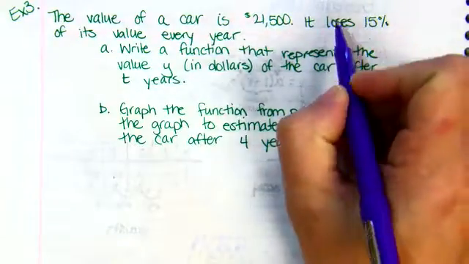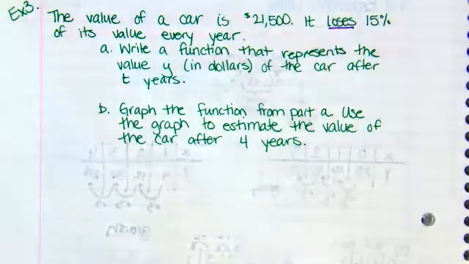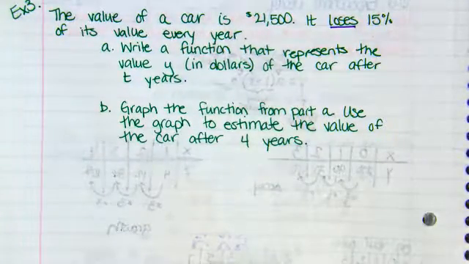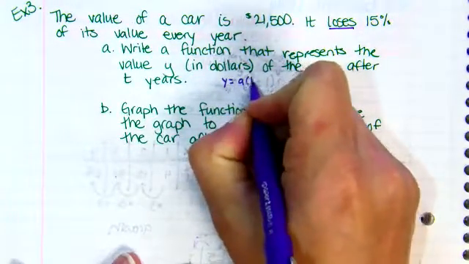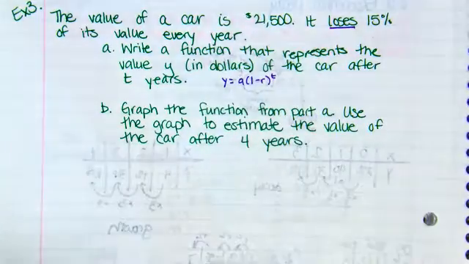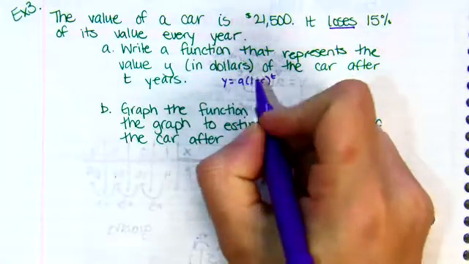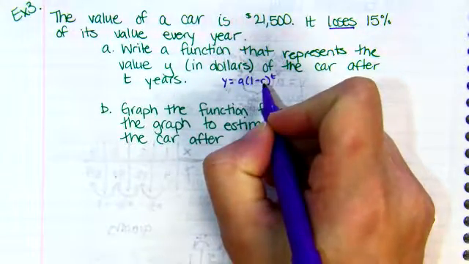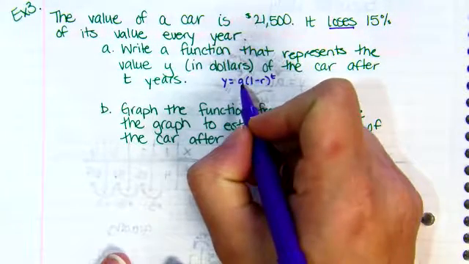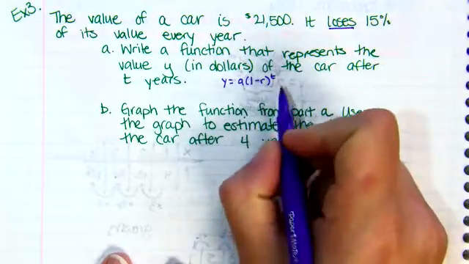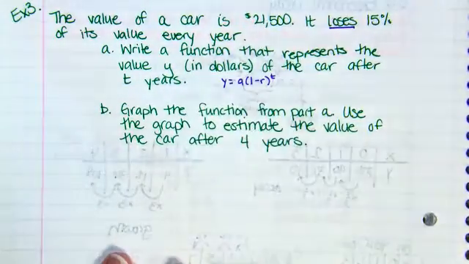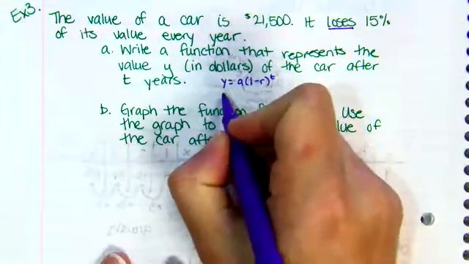So the key word here is that it's losing 15% of its value each year. So if we're using our exponential decay function that looks like this, our rate of decay is 15%, or 0.15. A is our starting value, which is $21,500. And then Y and T are what we're going to leave as our independent and dependent variables.